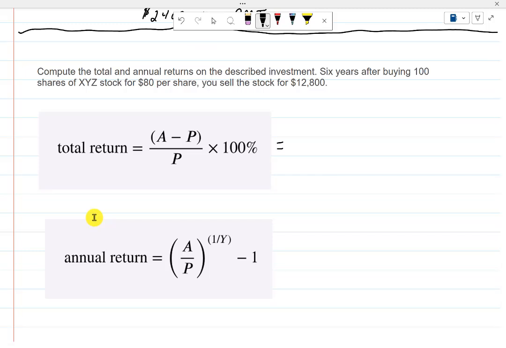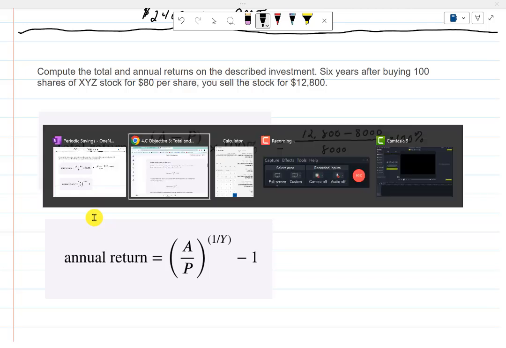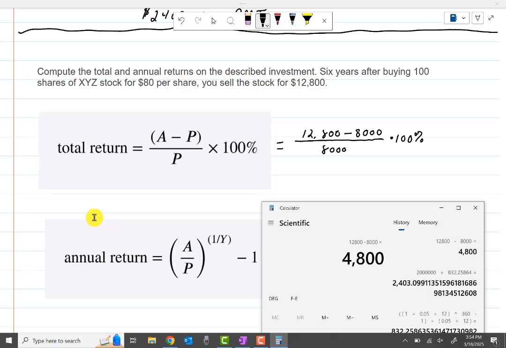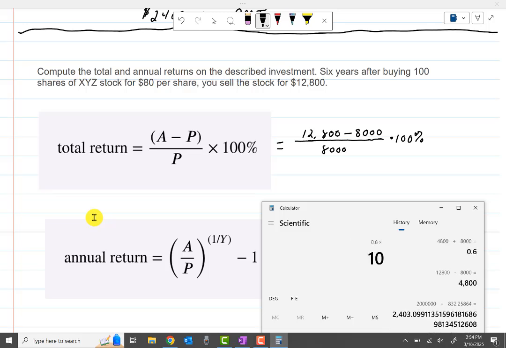So when I put in my numbers here then, the A is 12,800, and I'm going to subtract 8,000, and I'm also going to divide by 8,000. You should recognize this as something we've done over and over again. Let me get out the calculator. And then multiply by 100%. 60.